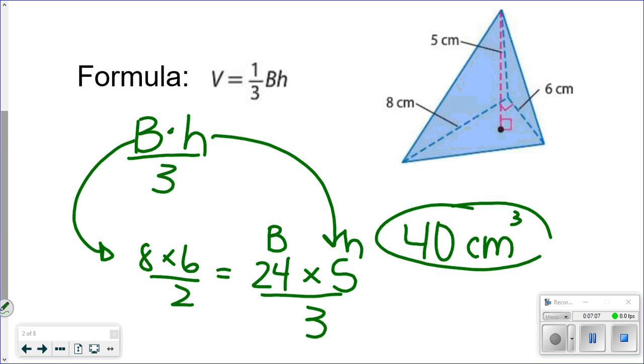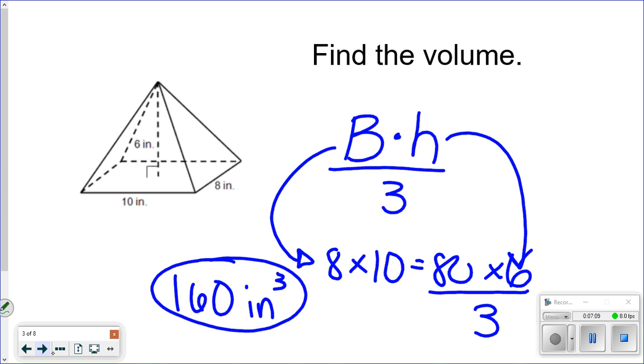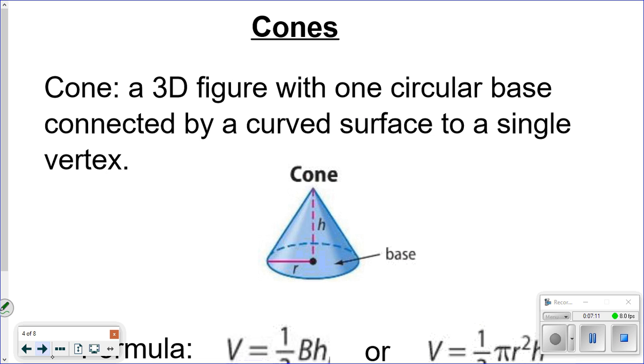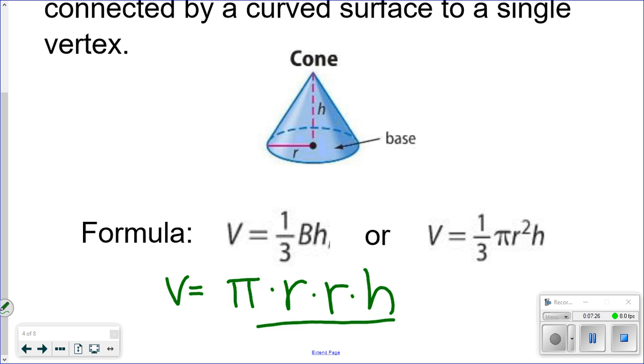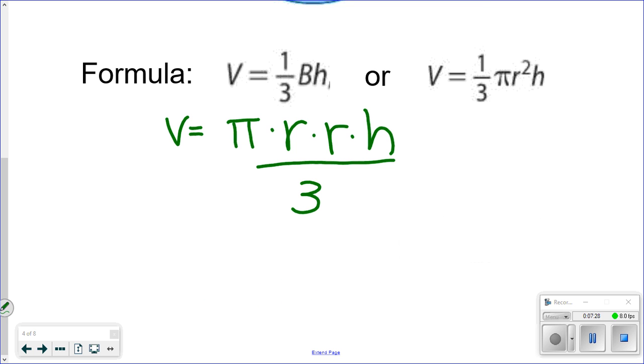Okay. Then the next thing we're going to do is we're going to go to cones. Okay, cones, you all know what a cone looks like. But again, I'm going to change the formula to make it easier for us. So this is the formula I want you to use. Volume equals pi times radius times height, all divided by 3.